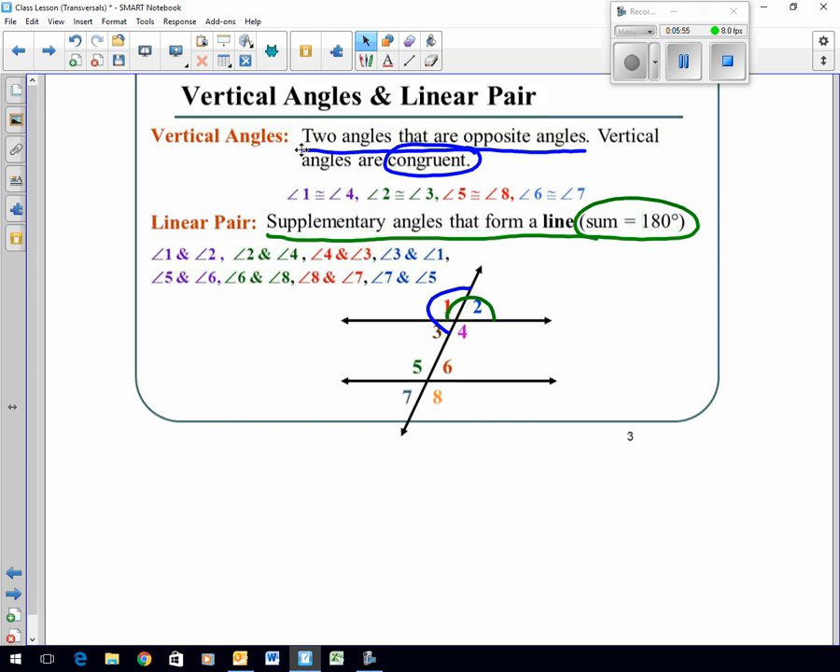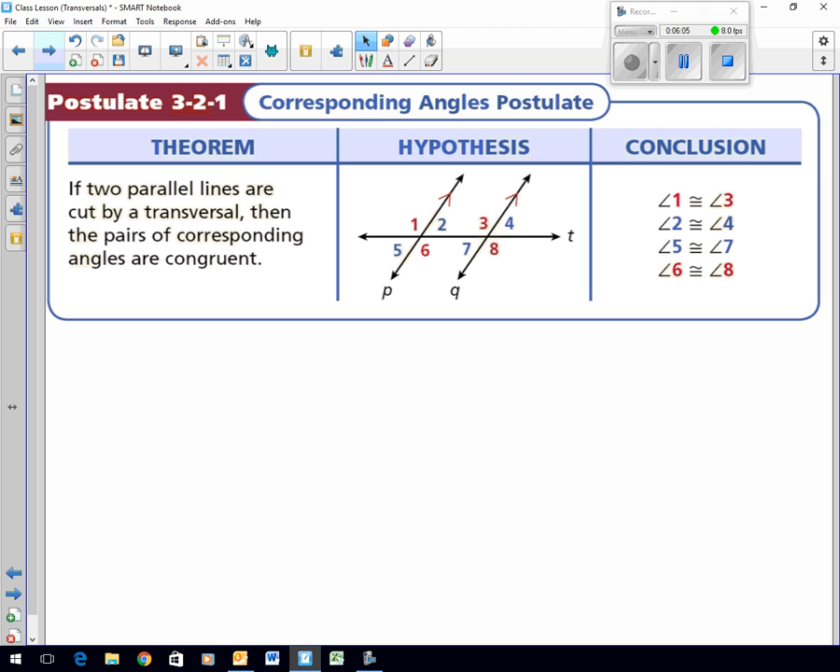4 and 1. 4 and 1 are what kind of angles? Diagonal. What do we call those diagonal things? Okay. Vertical angles. Those are called vertical angles. All right. Let's get real with what we call corresponding angles.